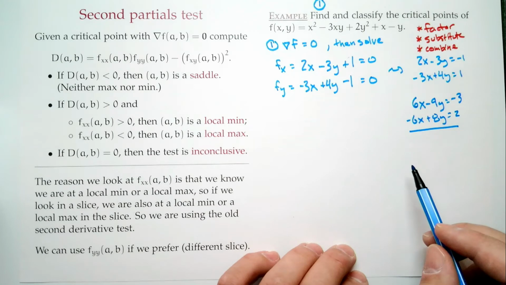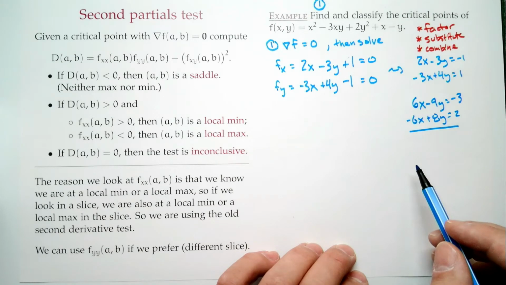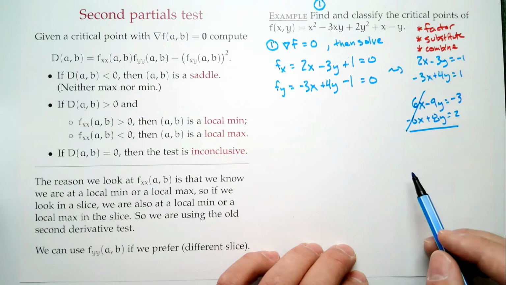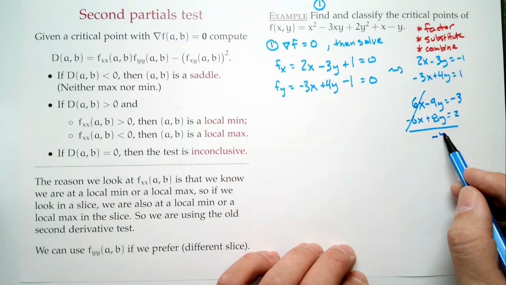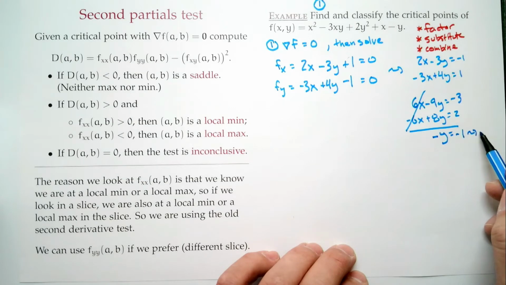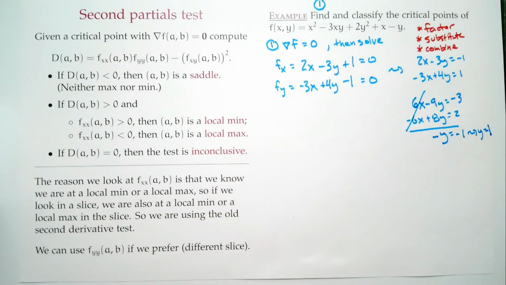Add them together. What happens? The x's cancel by design. Negative 9y plus 8y is negative y. Negative 3 plus 2, negative 1. And now, lo and behold, we know y. Y equals 1. Okay, so that's y.